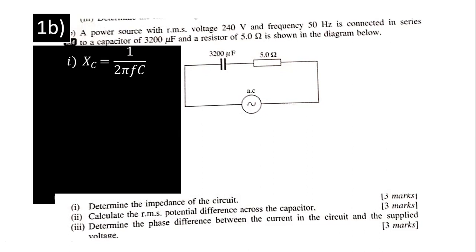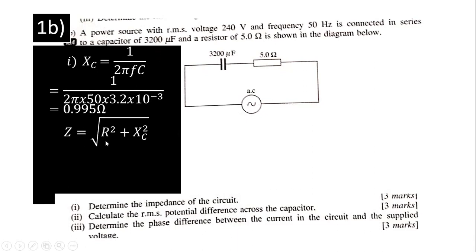Find the reactance of the capacitor. Put in your value. 50 Hertz for frequency, 2 pi, C is that. That's your C. Convert to SI unit and calculate out. Then Z is the square root of R squared plus XC squared. Put in your value. That's your resistance.